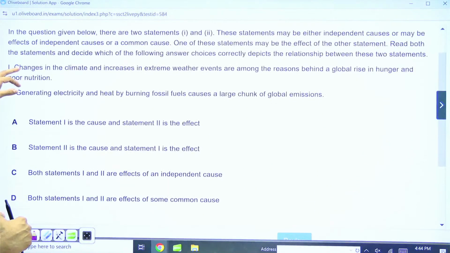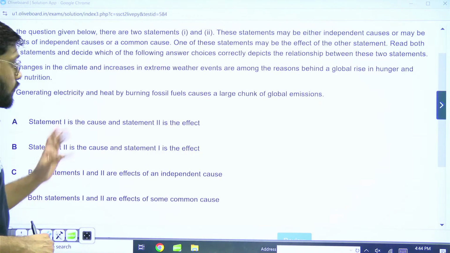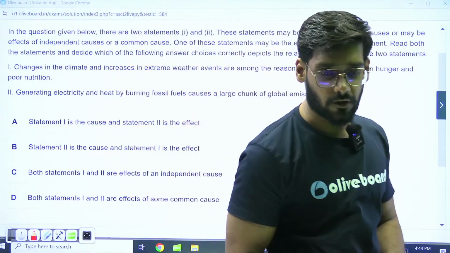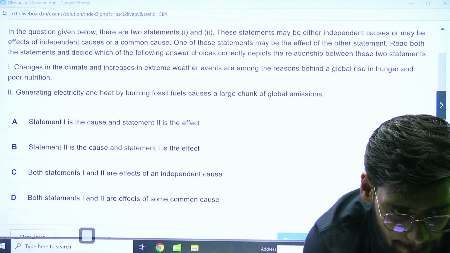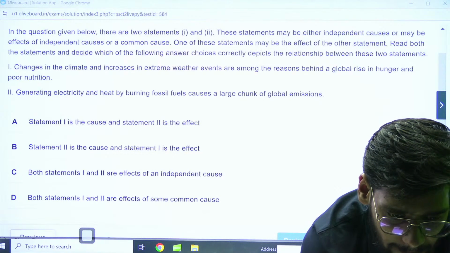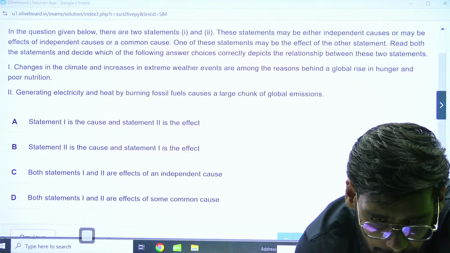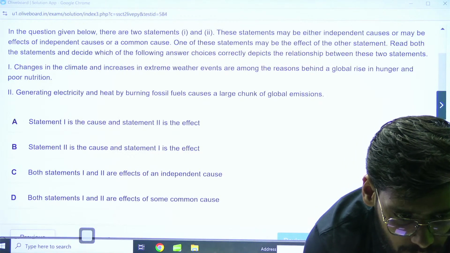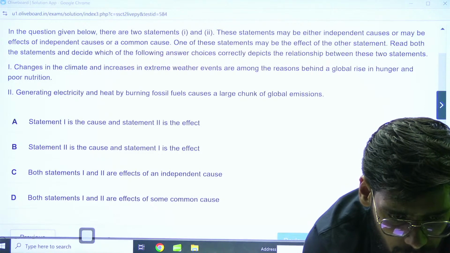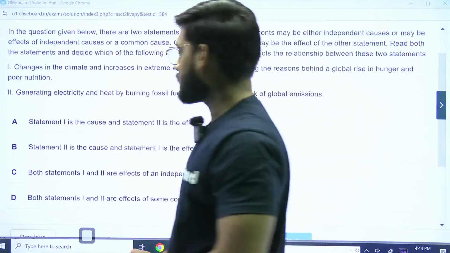The 25th is again from critical reasoning, cause and effect. What should be the right answer for this one? Is there anyone who would like to let me know the right answer to this question? What should be the right answer for this question? Let's see.